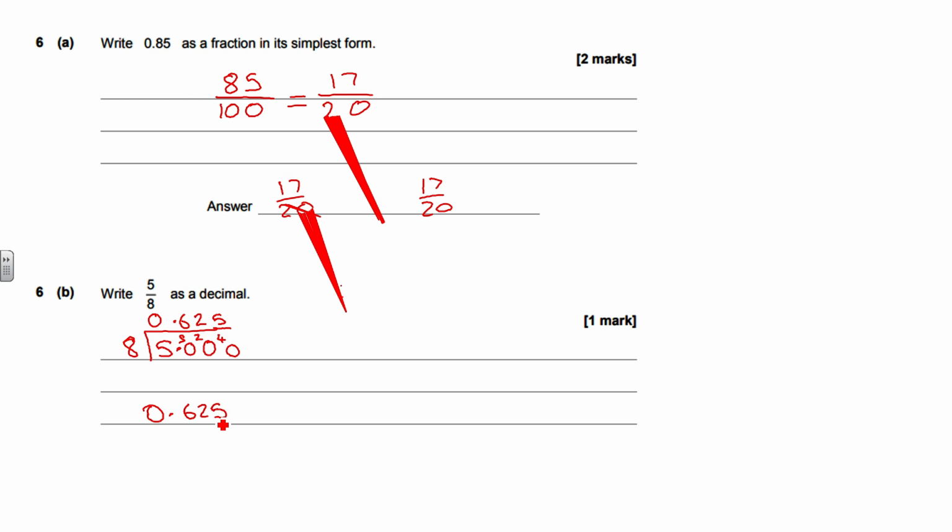Another way, I suppose, is if we know that 1/4 is 0.25, then 0.250, then 1/8 will be half of that. So half of 0.250 will be 0.125. So then 5/8 will be 5 lots of 0.125, and you could do it that way as well. Or you could say that 5/8 is a half plus 0.125. Whichever way you do it, you're going to end up with that 0.625.